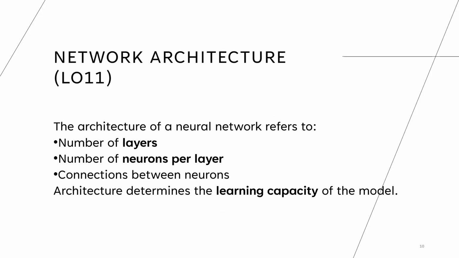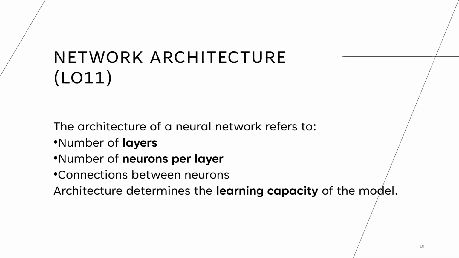The architecture of a neural network refers to the way the network is structured. This includes the number of layers in the network, the number of neurons within each layer, and the connections between those neurons. These design choices determine how information moves through the network and how complex the model can become.